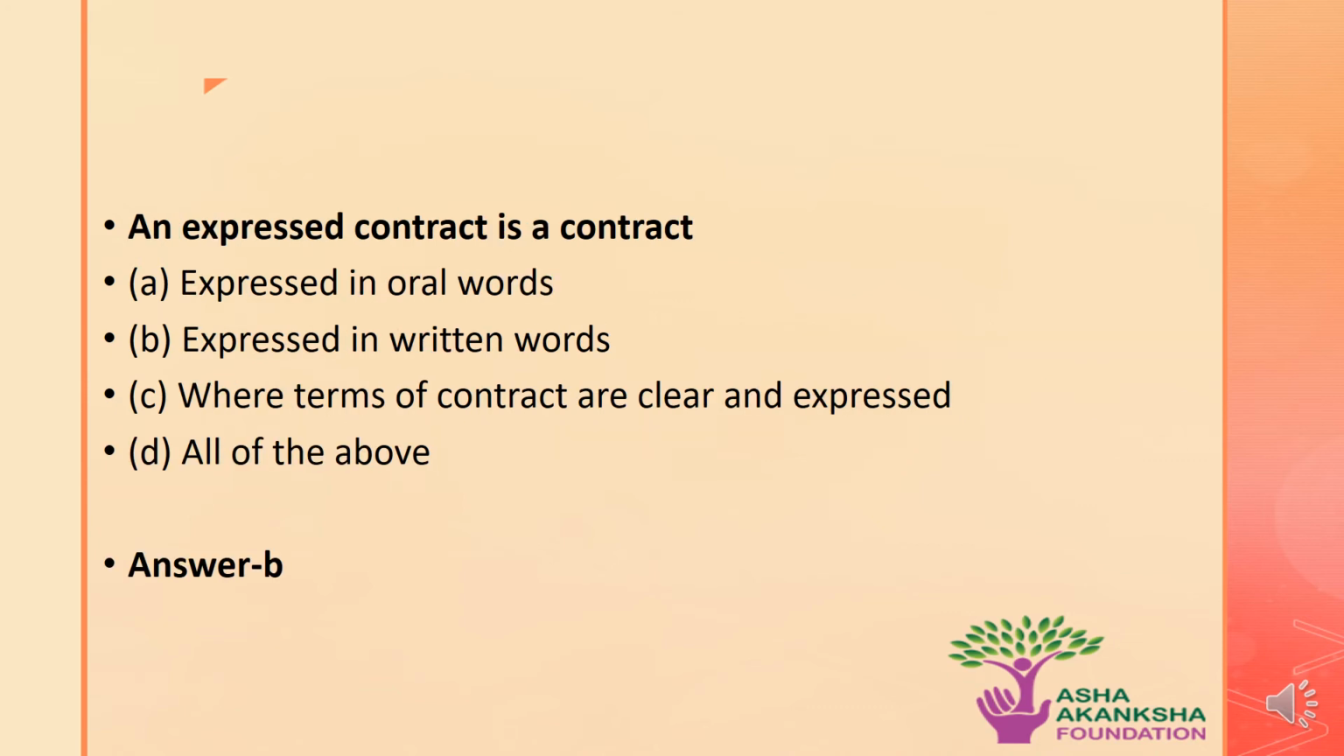The next question is: an express contract is a contract which dash. Options are A. Expressed in oral words, B. Expressed in written words, C. Where the terms of contract are clear and expressed, or D. All of the above. The correct answer to this question is option B. That means to say an express contract is a contract which is expressed in written words and a clear will of performance of the contract is shown between the parties.